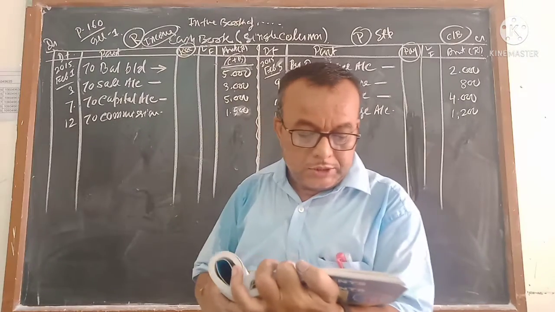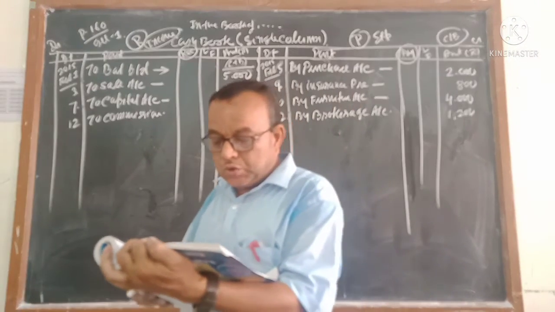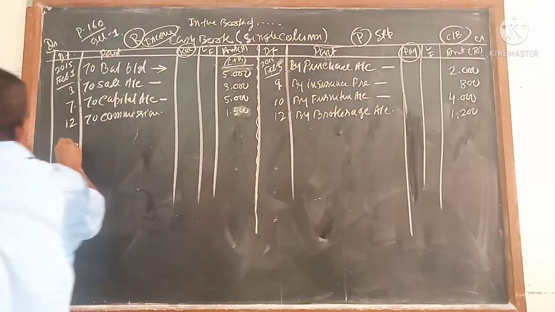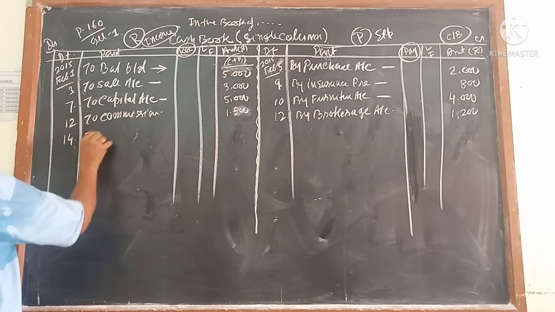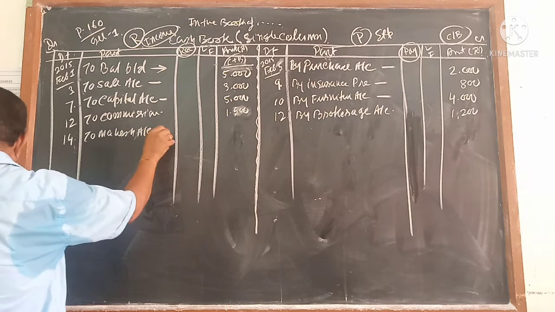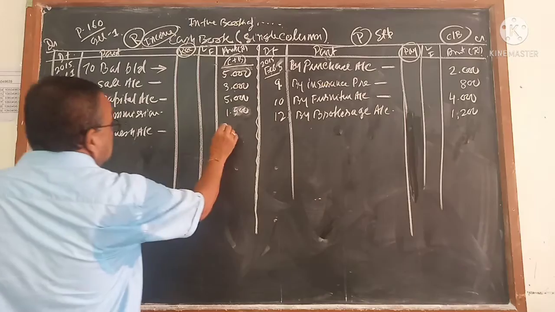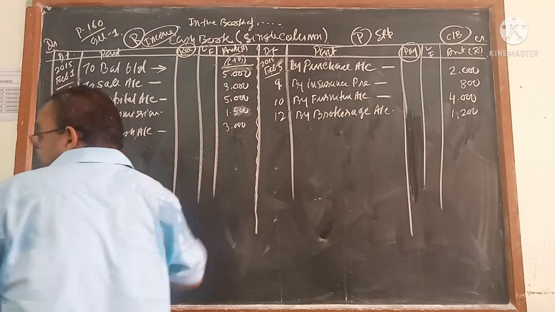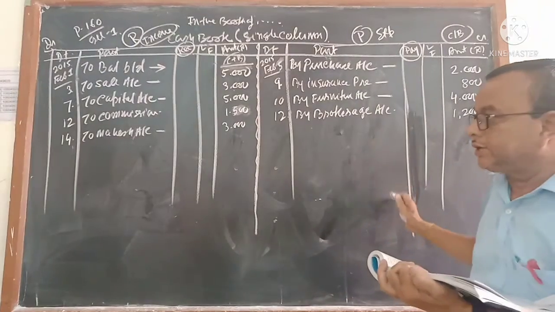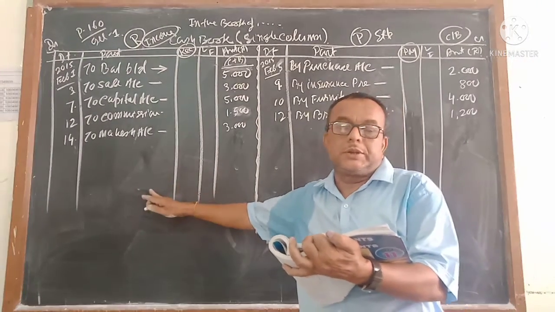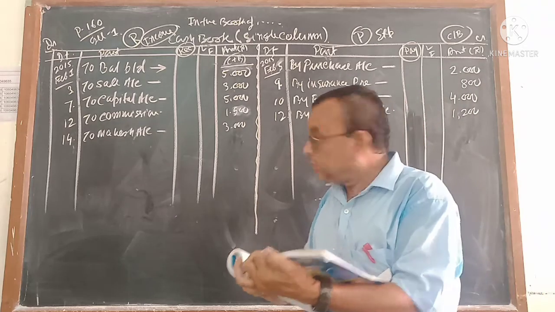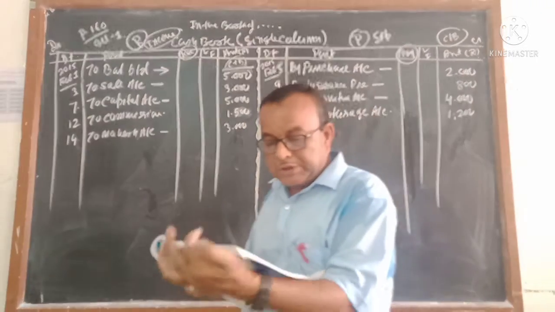Number 14. 3,000 received from Mahesh towards receivable. You have received cash, so it will come on this side, to Mahesh account. How much? 3,000. Income. Very simple. If cash is coming, write in the debit side. If cash is going, write in the credit side. If bank balance is increasing, write in the debit side. If bank balance is decreasing, write in the credit side. How much? 3,000.